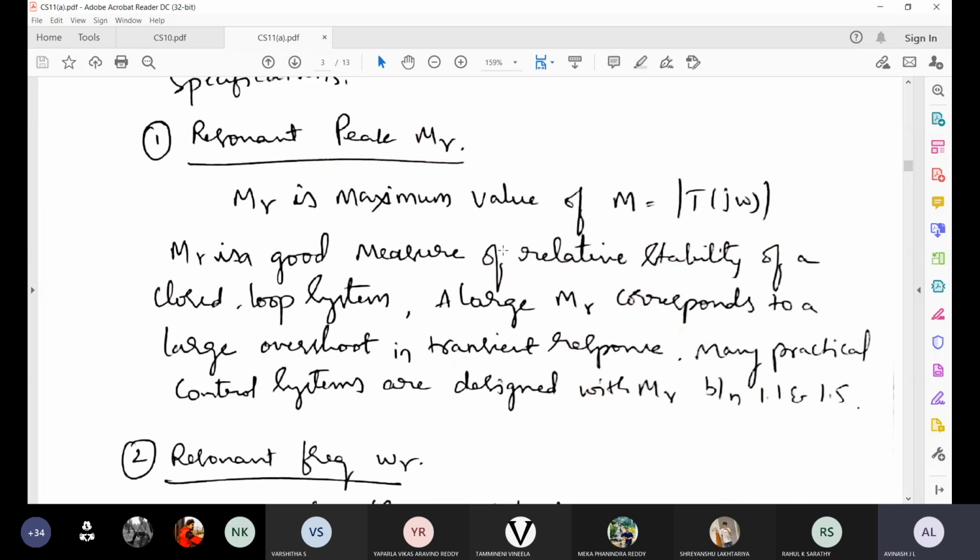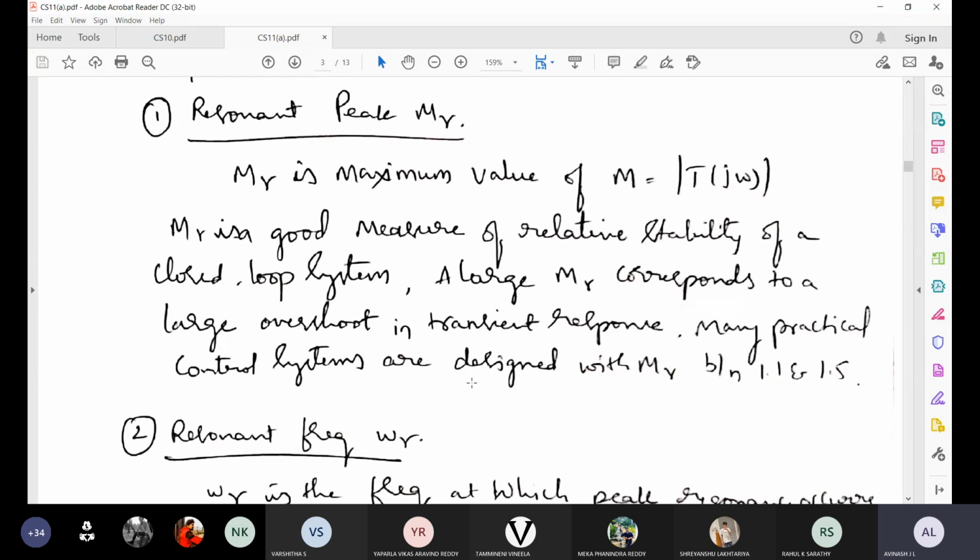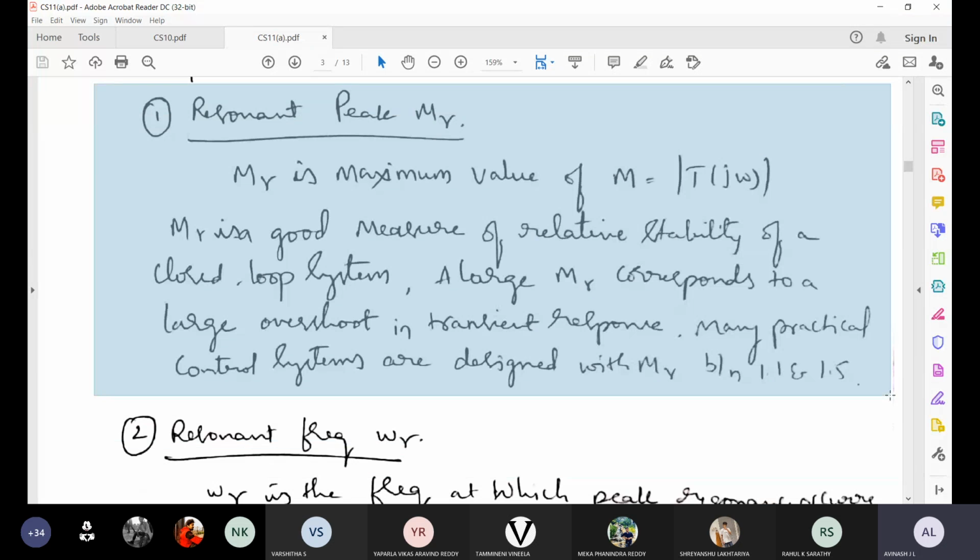When you're talking about the resonant peak, here M_R is the maximum value of M, that is, of M(jω). M_R is a good measure of the relative stability of a closed loop system. A large M_R corresponds to a large overshoot in the transient response. So many practical control systems are designed with M_R, that is the peak overshoot, or resonant peak, equal to 1.1 to 1.5. So this is exactly the thing.